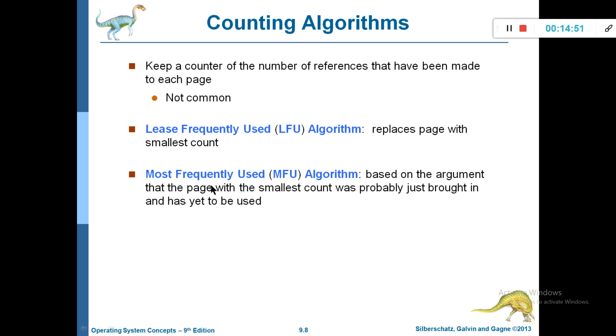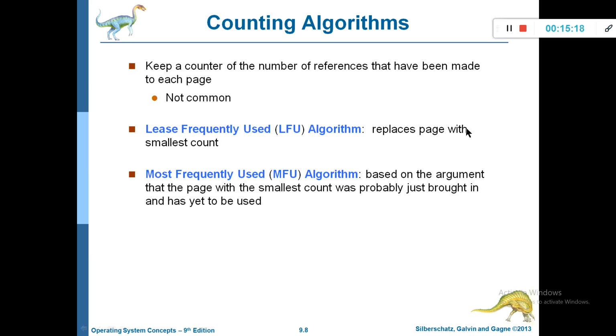Another method we are using here is the most frequently used (MFU) algorithm, based on the argument that the page with the smallest count was probably just brought in and has yet to be used. This is another method in the counting algorithm, that is MFU. These are the two algorithms we associate with the implementation of LRU page replacement.